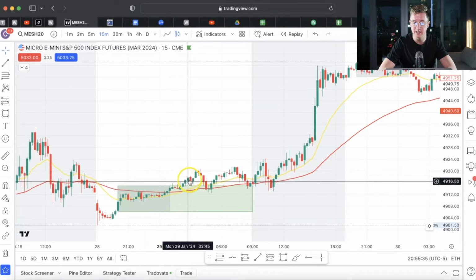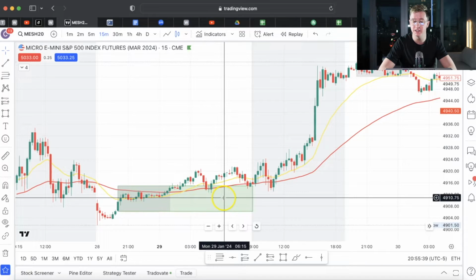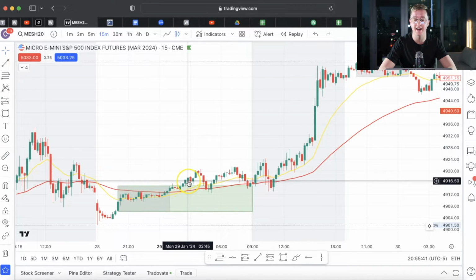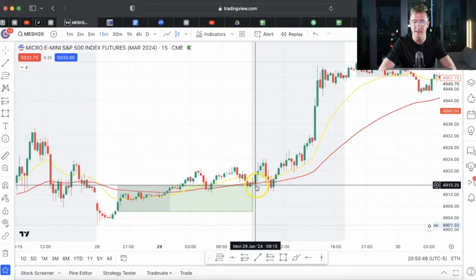Notice how price breaks the high right here, comes back in the range, which is fine. It can come in this range. We just don't want it to break the high of the Asia session and then the low. That's what I consider choppy markets. And what happens? Boom, we have this hammerhead candle close right before the market open.